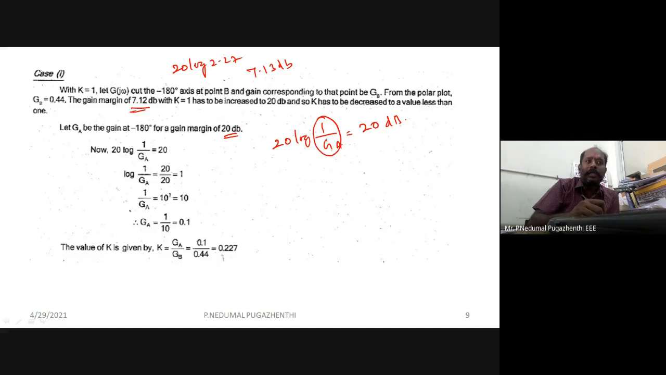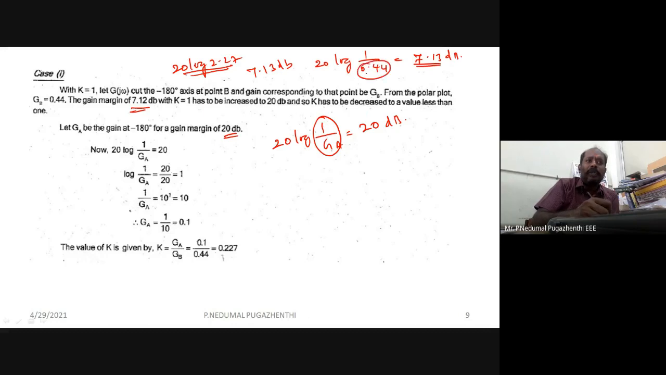That magnitude, I don't know what the magnitude is. So what I am trying to do is use this formula, 20 log of 1 by GA. That is how we have found this one. 20 log of 1 by 2.27, how do you get it? 20 log of 1 by 0.44 is equal to 7.13 decibels. That is what you got.